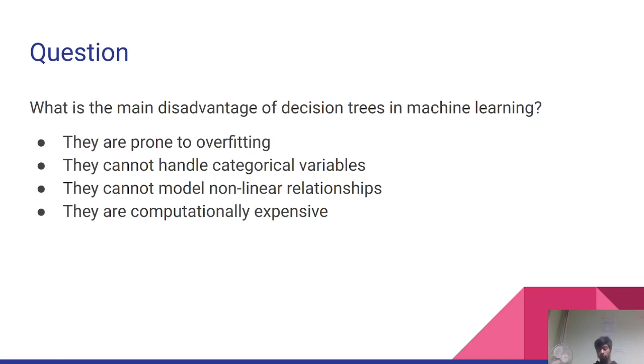What are the advantages of using a decision tree? Sorry, what is the disadvantage? Option A is that it has very high chances of overfitting. The second option is that it cannot handle categorical variables. The third option is that it cannot handle nonlinear relationships. And the fourth option is that it is very hard to calculate. If we are classifying something, it will take much time to train, and also much time to test the model. So which one is the disadvantage?